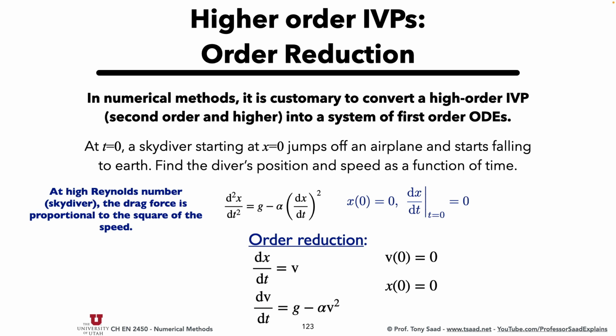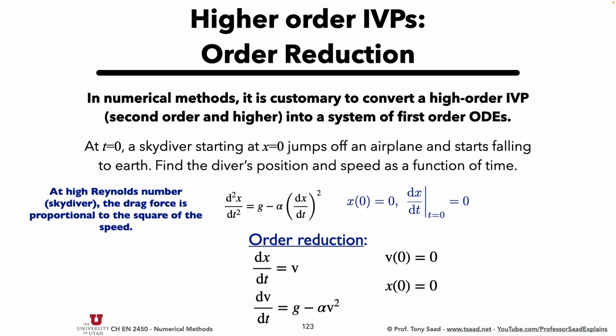It's called order reduction. It simply goes by assigning new names to the different derivatives. So if you were to call dx by dt, give it another name, call it v for velocity. Okay? So that's an ODE. It says dx by dt equals v. That's an ODE for the variable x.